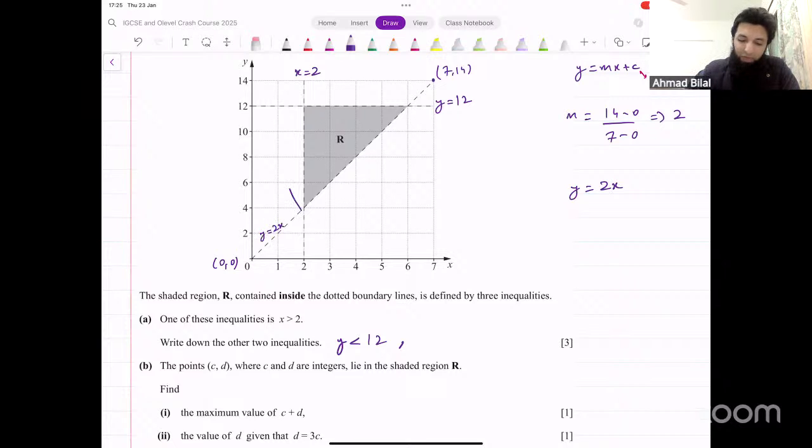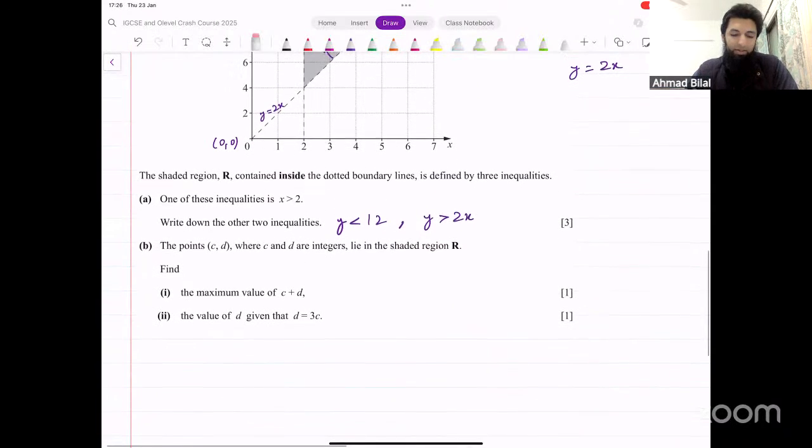Now, do we have to be above this line or below this line? We have to be above this line. So which inequality sign do we use then? We say this should be y greater than 2x, and that's the second inequality that we had to write there. So these are the two inequalities that they wanted us to write down. We first of all found the two equations, y equals 12. Since we have to be below that, we say y is less than 12. We found the other equation, y equals 2x. We have to be above that line, so we say y greater than 2x. That's the second inequality. All right, that was the first part.